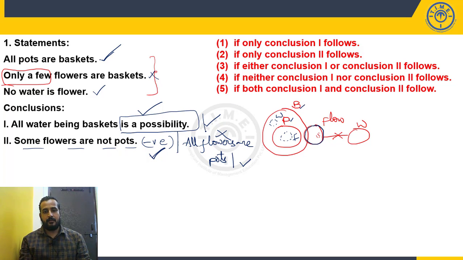So what is my final answer? 1 follows and 2 follows. Both 1 and 2 follow. Choice 5. Visualization and analyzation are very, very important for deductions. As I told at the beginning, 4 questions can be done in 2 to 3 minutes. It comes through visualization, not by drawing the diagrams. Draw the basic diagram and try to visualize everything.